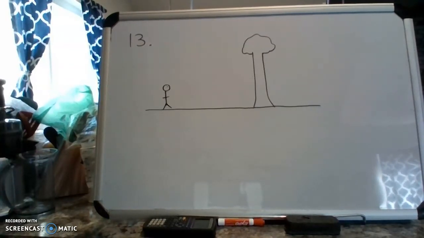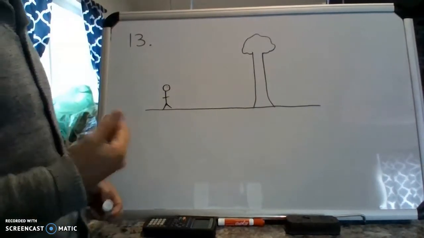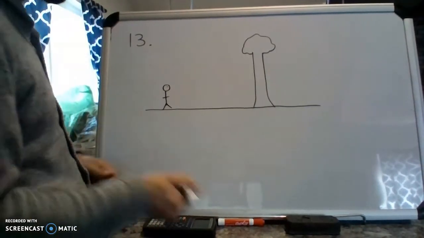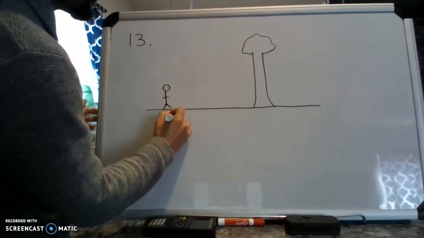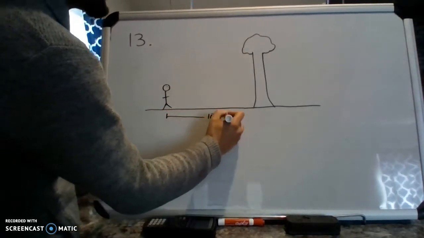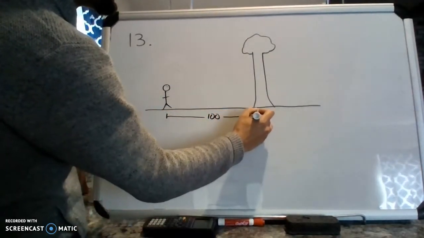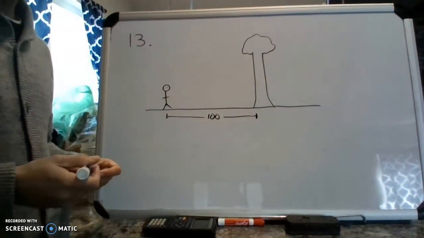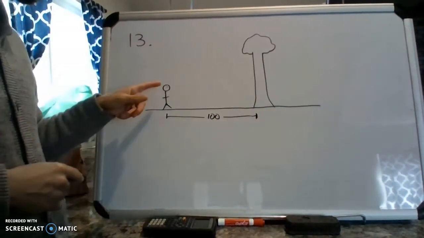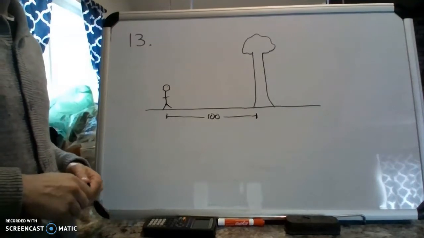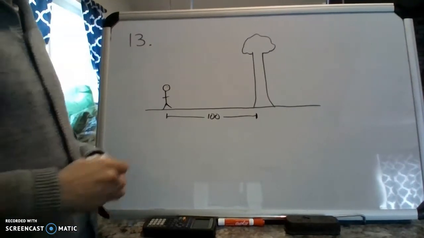But the basic information is that we have a guy and he wants to measure the height of a tree on his property. So it says that he stands 100 feet away from his tree. So we can represent that in here as this distance, 100 feet.